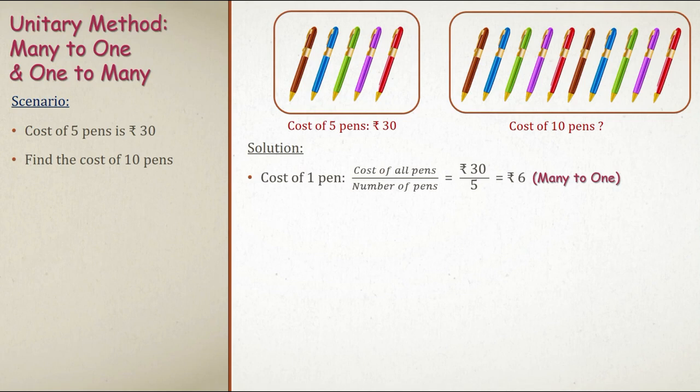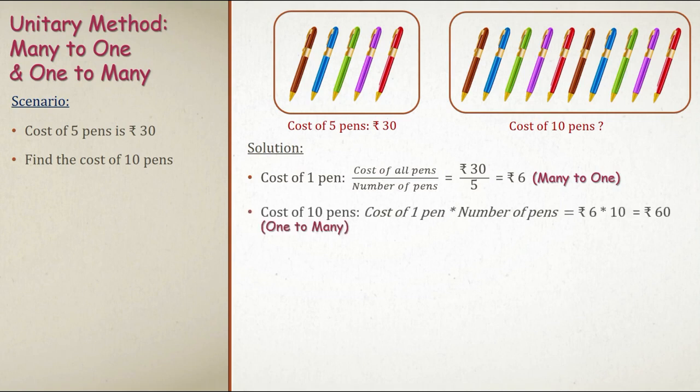So we have used the concept of division, many to 1. And after finding the cost of 1 pen, we simply multiplied by total number of pens. We need to find the cost of 10 pens, right? So it is rupees 60. So we have used the concept of 1 to many, which is the multiplication concept here.